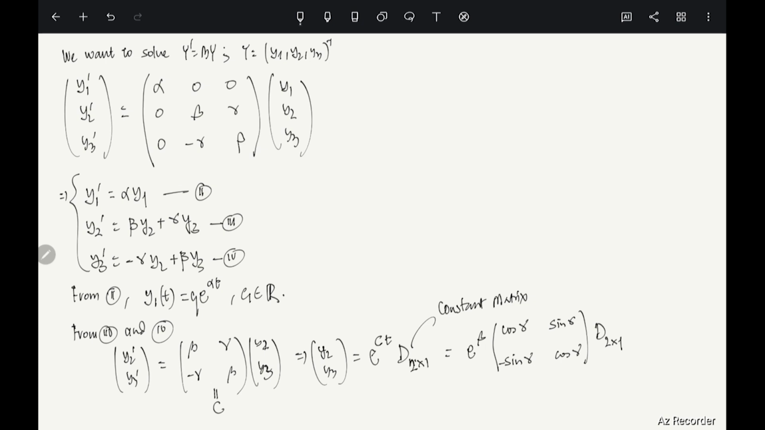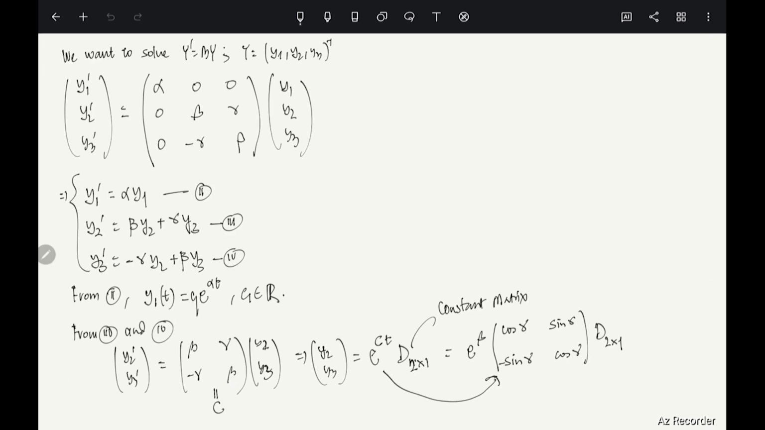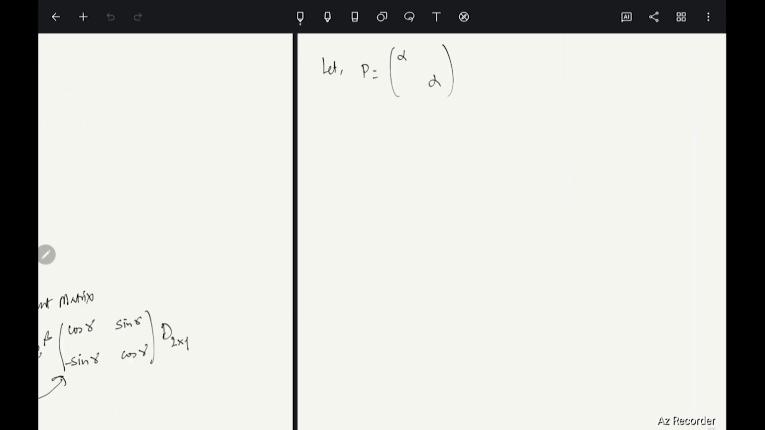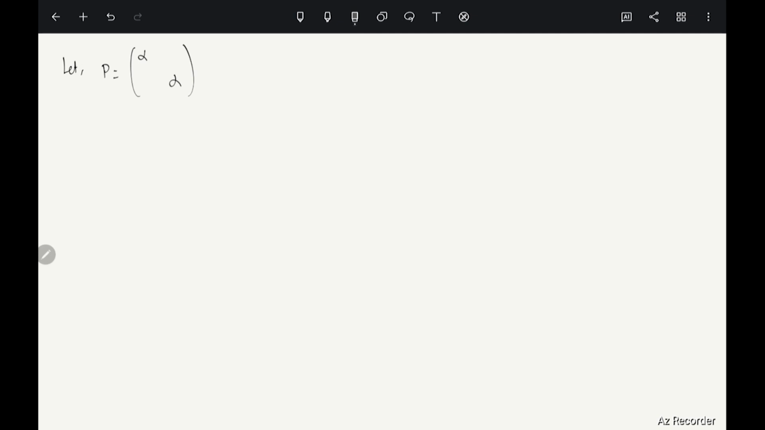Again, if you are not convinced how we got from here to here, let's do it another way. That will be an easier way, but I am not going to calculate the exact same thing. I am going to show you how to do this part, and then you can do it yourself. This is another method of looking at the exponential of this particular thing. Let a matrix P be beta, gamma, minus gamma, beta. That's the matrix given to us.